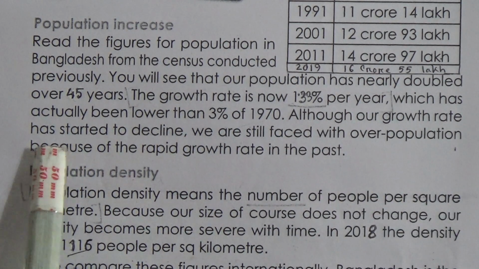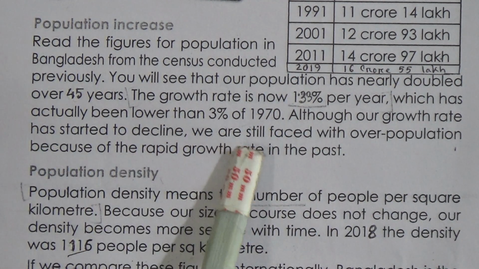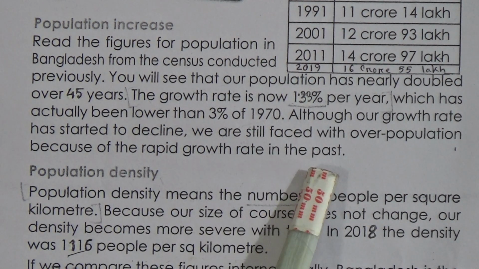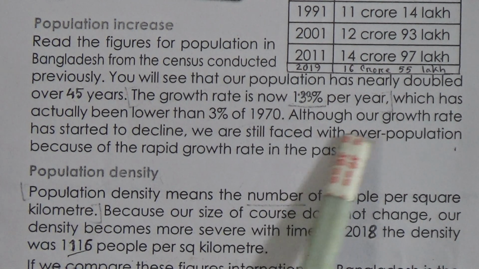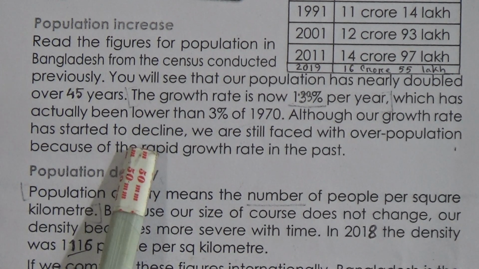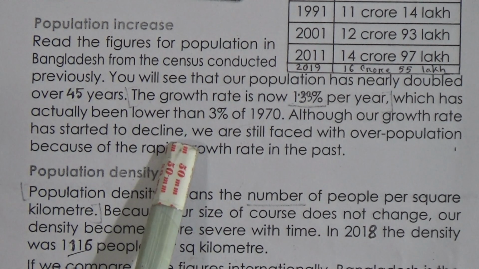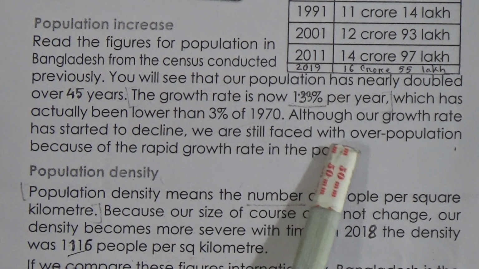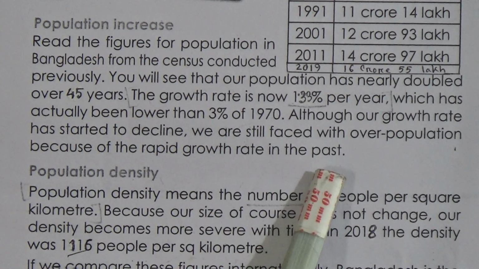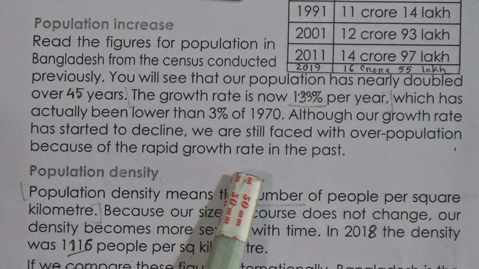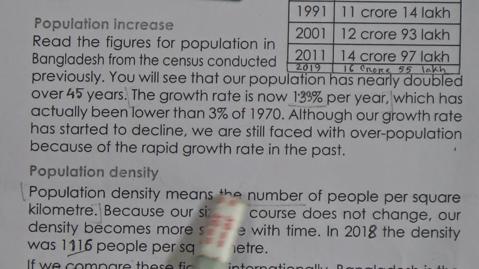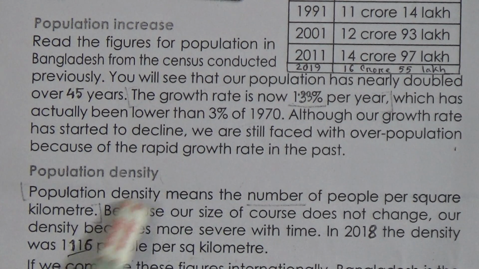Although our growth rate has started to decline, we are still faced with overpopulation because of the rapid growth rate in the past. So what is the sentence? Although our growth rate has started to decline, we are still faced with overpopulation because of the rapid growth rate in the past. As there was rapid growth in our previous years, we are still facing overpopulation. That means the problems of overpopulation.